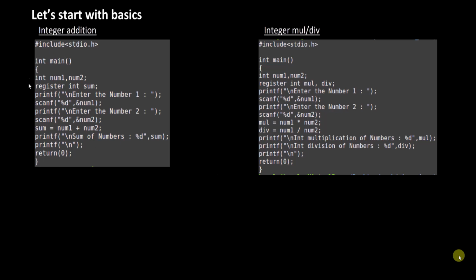Hello everyone, let's continue looking into the contents of this particular course. In order to explain the contents, we will start with a basic C program which will do an integer addition, integer multiplication and division.